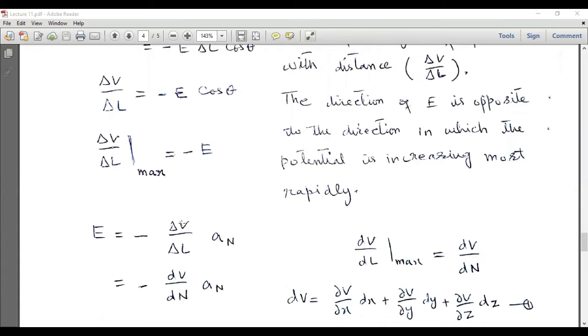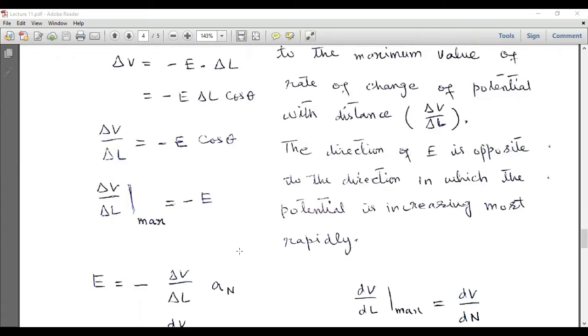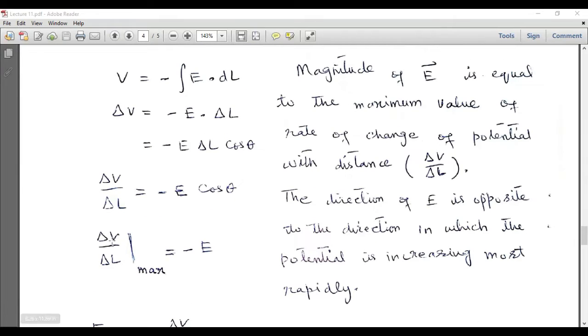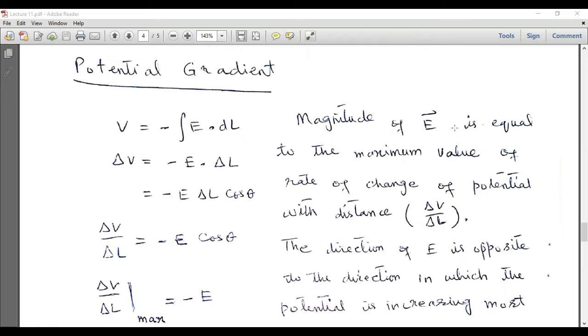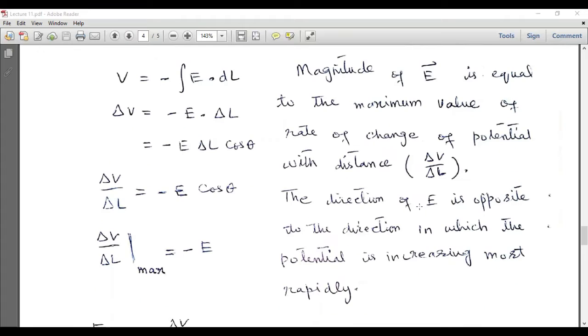So E is equal to minus delta V over delta L, and this will occur when we have theta is equal to 90 degrees. So when theta is equal to 90 degrees, it means the unit vector of the electric field is actually normal to the plane. So we will have a unit vector an over here, and this can be written as minus dV over dn an, and the meaning of this expression is that the magnitude of E is equal to the maximum value of rate of change of potential with distance, right?